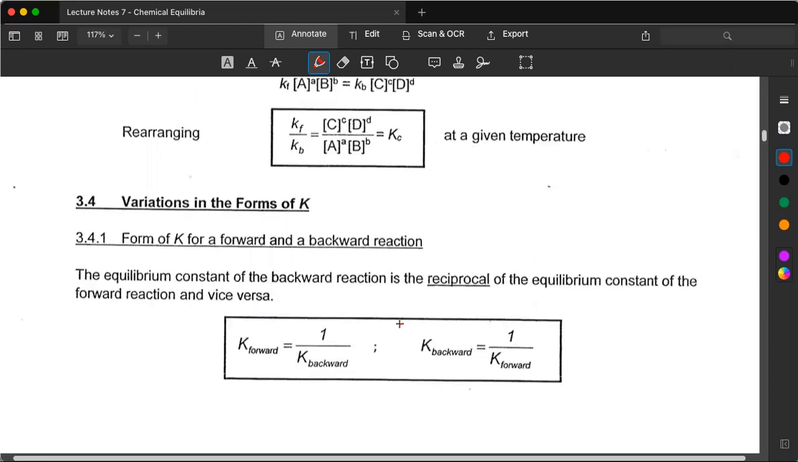Moving on, the forms of K for forward and backward. The equilibrium constant of the backward reaction is the reciprocal of the equilibrium constant of the forward reaction. So I think it's quite straightforward. They are inversely proportional in a way. So K forward is equal to 1 over K backward. If you look at it from here, you can see why it is like this.